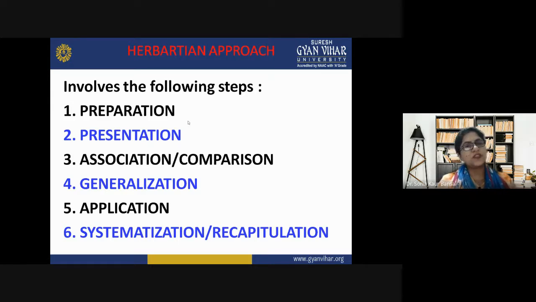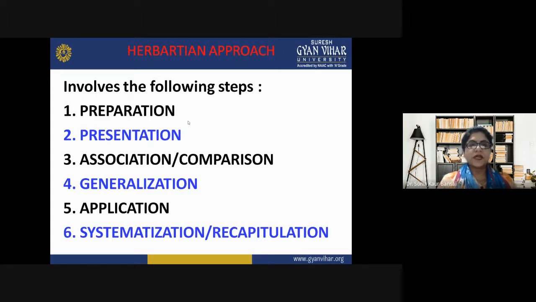Then generalization is made, specifically when you are actually teaching some content to your students and you are making a generalization of it, because that is the same rule applicable to many of the other structures. Then comes the fifth part: whatever the knowledge is learned, application of the knowledge is a must. So this is how the system is working in the Herbartian based lesson plan approach. Then systematization and recapitulation is another important step of the Herbartian approach.